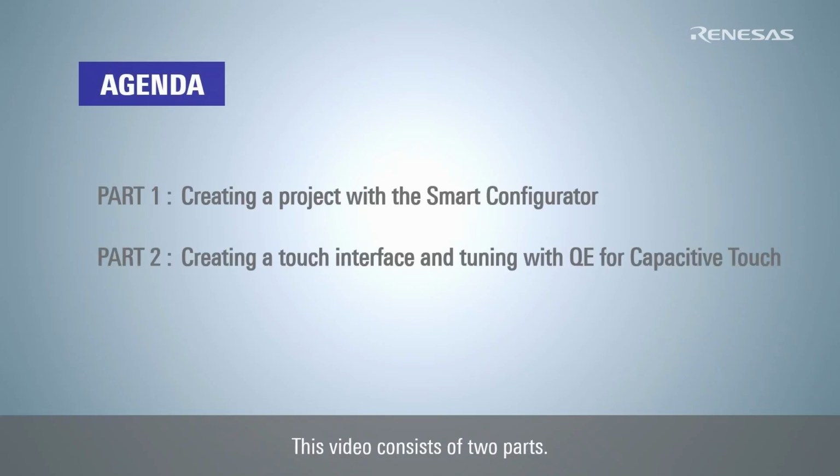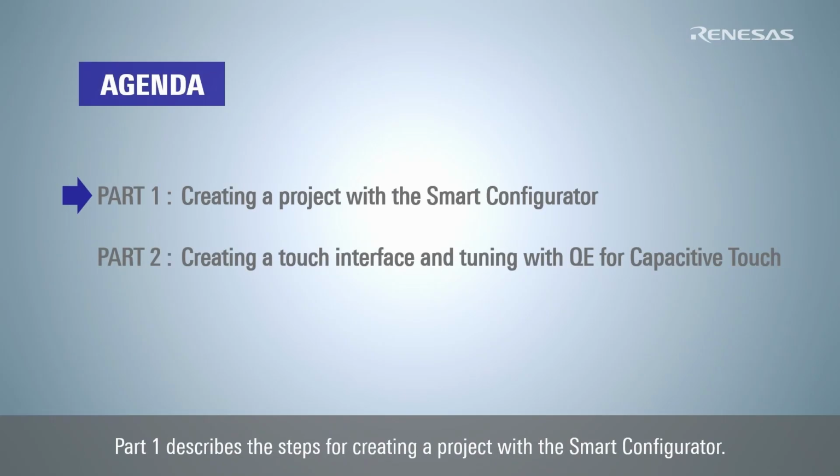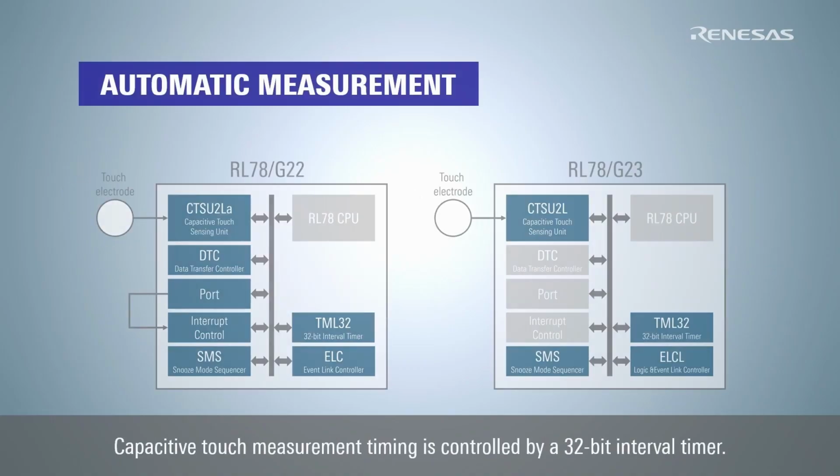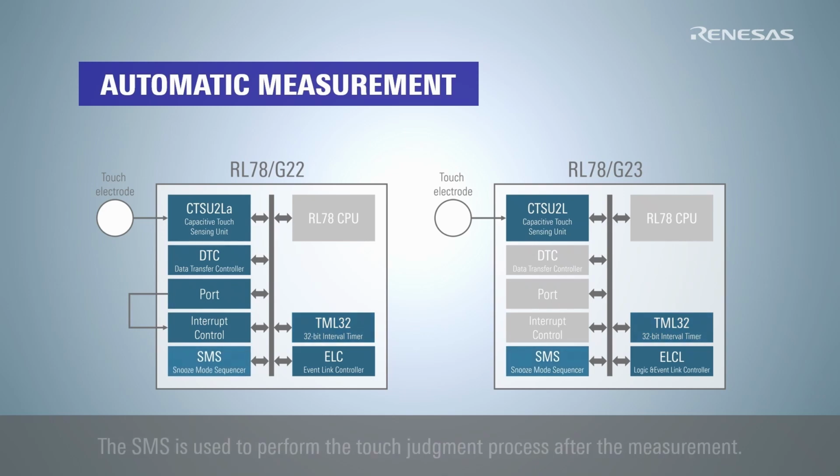This video consists of two parts. Part 1 describes the steps for creating a project with the Smart Configurator. First, let me explain the operational overview. Capacitive touch measurement timing is controlled by a 32-bit interval timer. The SMS is used to perform the touch judgment process after the measurement.